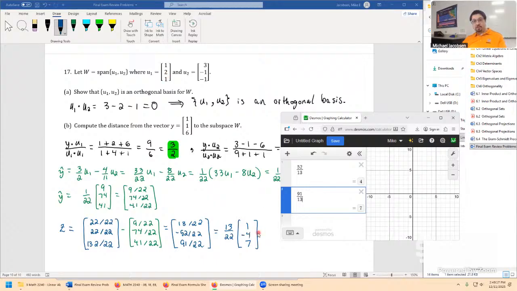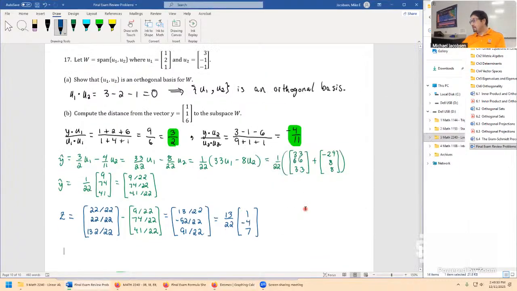Well, the gold standard is to check one more time. Z dot product u2 is going to be 3 plus 4, so we're at 7, minus 7 back to 0. So it really is orthogonal to this entire space W. It's in the orthogonal complement in fact.